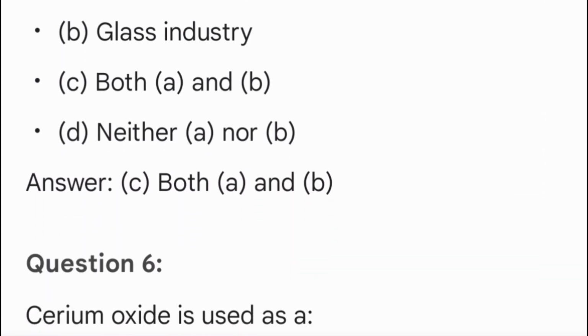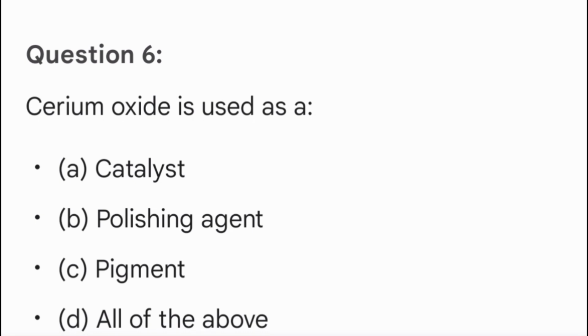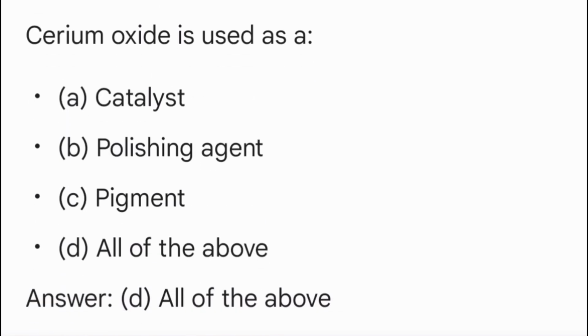Question 6. Cerium oxide is used as A. Catalyst, B. Polishing agent, C. Pigment, D. All of the above. Answer D. All of the above.